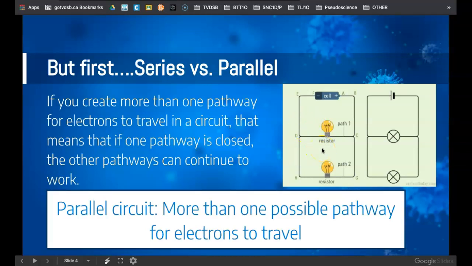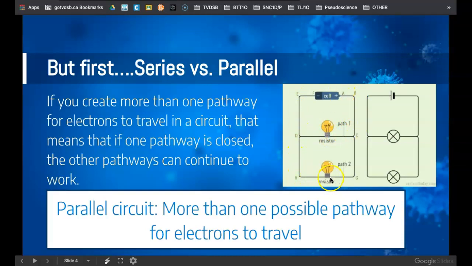Now, depending on what you have in each of those pathways, the amount of electrons might change. So more might go this way or more might go this way. But that's something for the future. We're not going to look at where or how that is decided. For now, all we're going to say is, at this point, electrons can either go this way, or they can go this way.